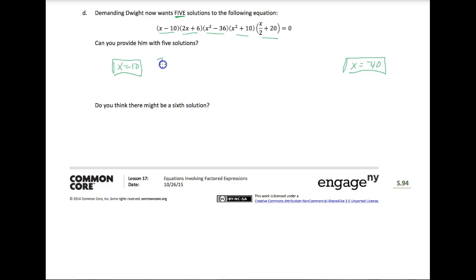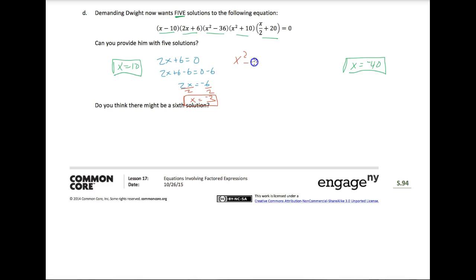So quickly, 2x plus 6 equals 0. That means 2x plus 6 minus 6 equals 0 minus 6. 2x equals negative 6. Dividing both sides by 2, we're going to get x equals negative 3. So so far we have 1, 2, 3 answers. We need 5. Let's tackle this one.